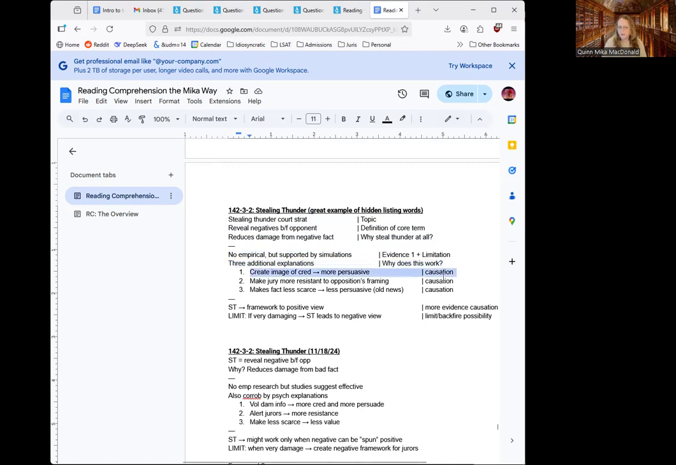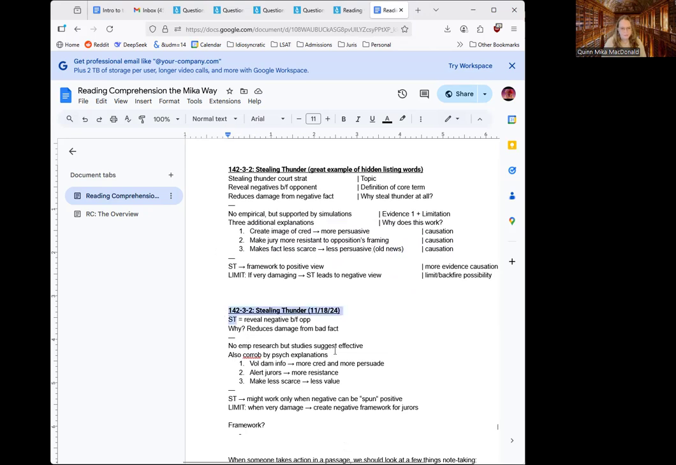And you can see that when I'm taking those notes from the list, I'm trying to capture the causative idea, right? Admitting to a weakness creates an image of credibility, which makes me more persuasive down the road. I help make the jury more resistant to the way the opposition wants to frame things. And finally, by making the fact less scarce, I turn it into old news, which makes it less persuasive. You can see that my earlier notes, remarkably similar, right?